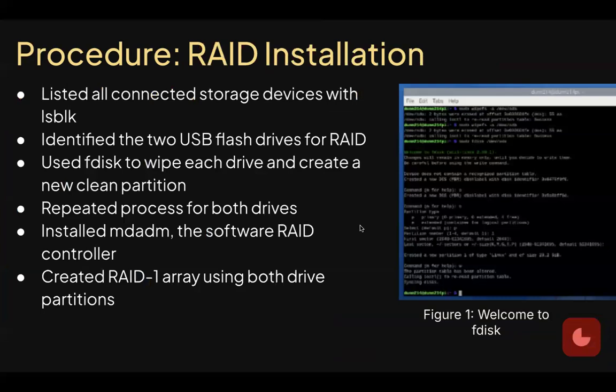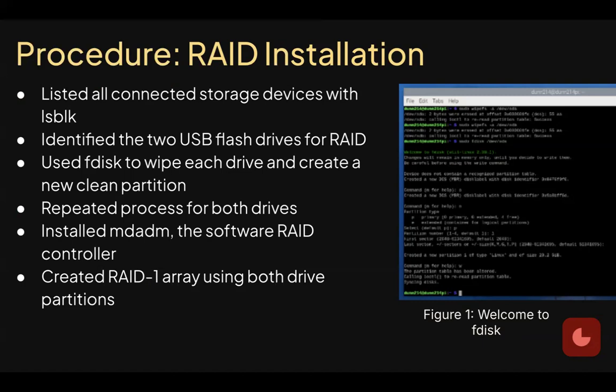So to install RAID, the first thing I did was run lsblk, which lists all connected storage devices. This allowed me to see every drive attached to the Pi and identify the 2 USB flash drives that I plan to use. Once I confirmed these devices were correct, I used fdisk on the first USB drive. Inside fdisk, I wiped the existing partition table and created a brand new clean partition. Then I repeated the same process for the second USB, so both drives were prepared identically for the RAID setup.